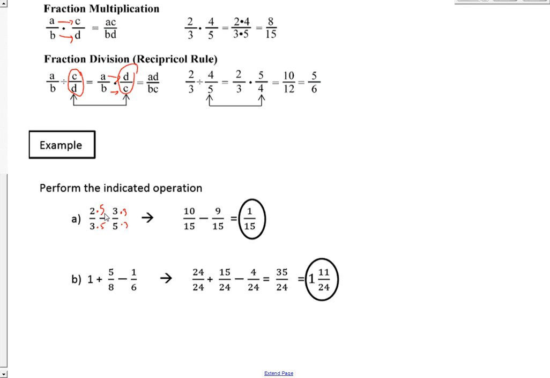2 times 5 is 10 over the 3 times 5, which is 15. 3 times 3 is 9 over the 5 times 3, which is still 15. And we are subtracting. So 10 fifteenths minus 9 fifteenths. Now when you subtract, you just go straight across. 10 minus 9 is 1. Our numerator will be 1. Our denominator will be the 15.